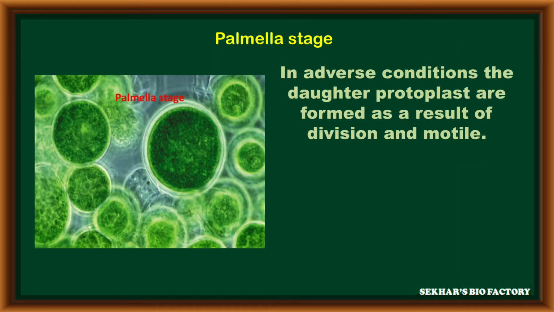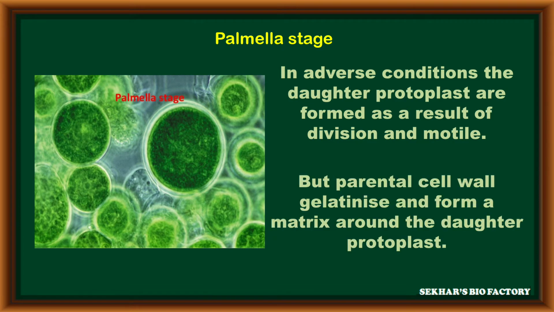One more method of asexual reproduction in Chlamydomonas is palmella stage. In adverse condition, the daughter protoplasts are formed as a result of division and are motile in the cell. The parental cell wall becomes gelatinous and forms a matrix around the daughter protoplasts.